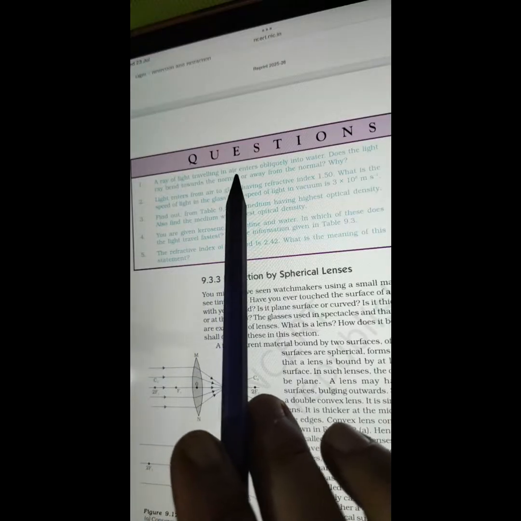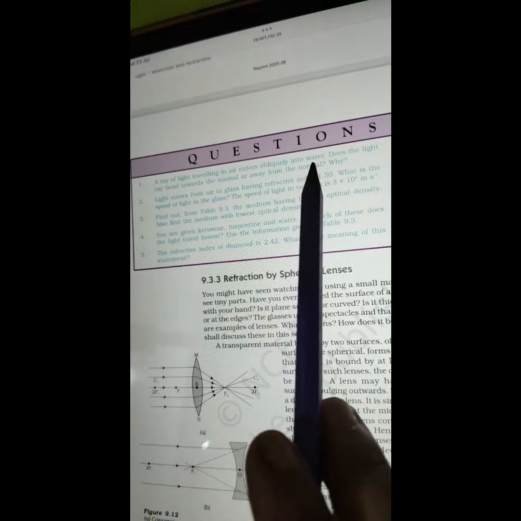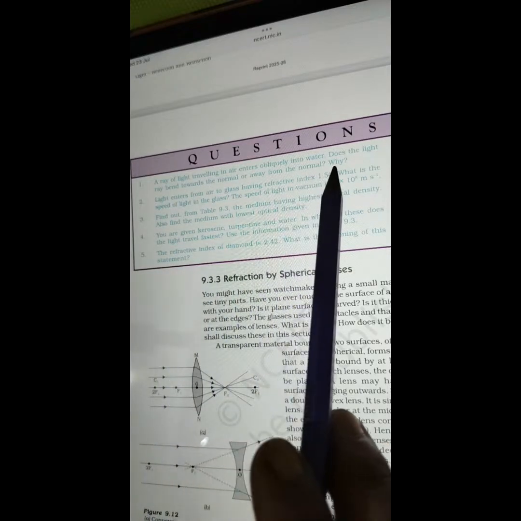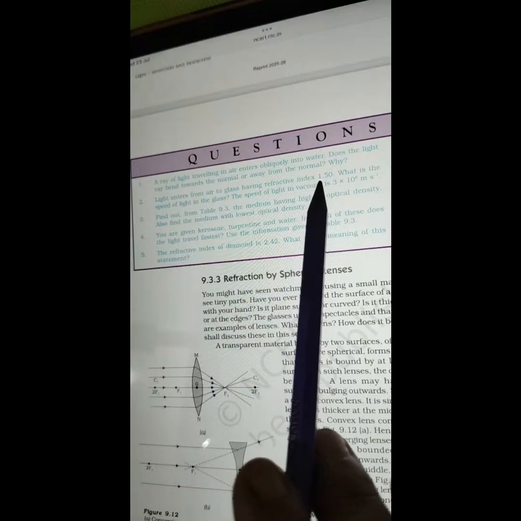In-text questions on the next page, question number 1. A ray of light traveling in air enters obliquely into water. Does the light ray bend towards the normal or away from the normal? Why? Light enters from air to glass having refractive index 1.5.